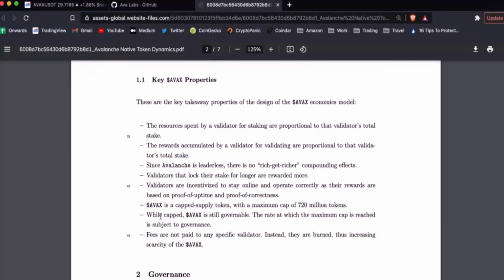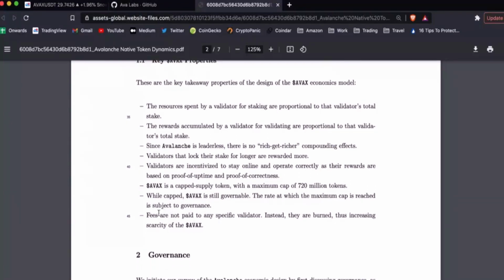While capped, AVAX is still governable. The rate at which the maximum cap is reached is subject to governance. This brings us to governance, and holding tokens, usually in proof of stake protocols, gives you governance benefits, which simply means that by being a token holder, you'll be able to vote in a decentralized way on new upgrades or the direction in which you want to take the blockchain. You can write up a proposal and even propose it to the community, and then everybody else who holds AVAX tokens will be able to vote. And this is the governance process of most proof of stake blockchains, right?